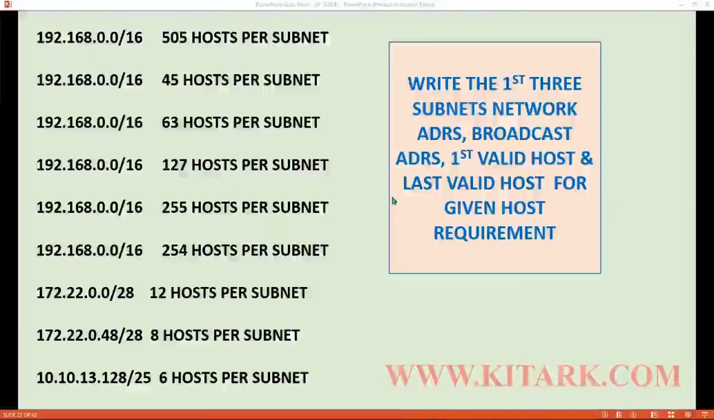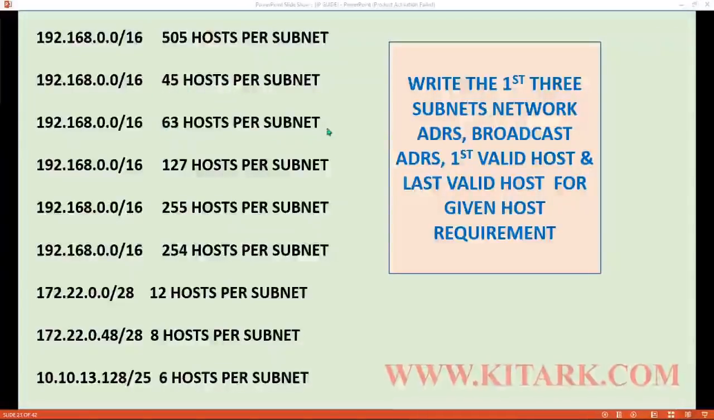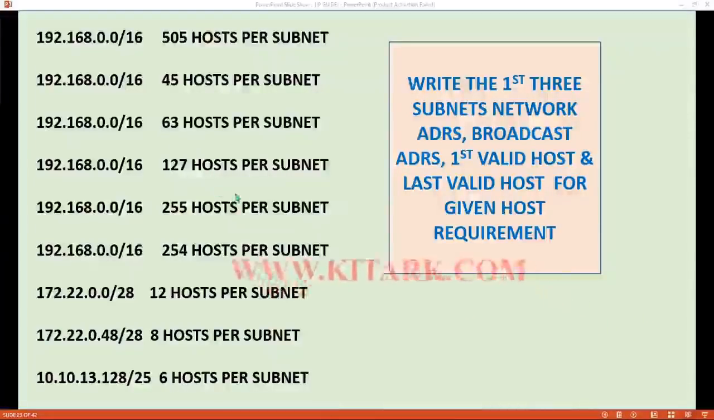Here you can see 192.168.0.0/16. For this network, in one question you need to answer for 505 hosts per subnet. In a subnet, they are requiring 505 hosts. In another scenario, with the same IP address, if they require 45 hosts per subnet, you need to answer for that. Then 63 hosts per subnet, 127, then 255 and 254.